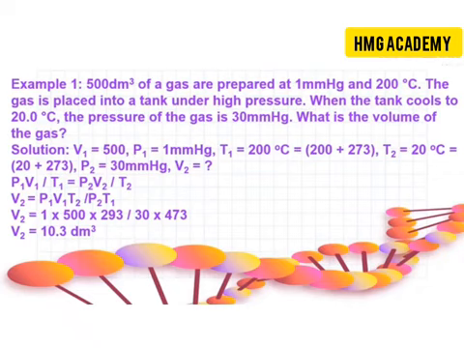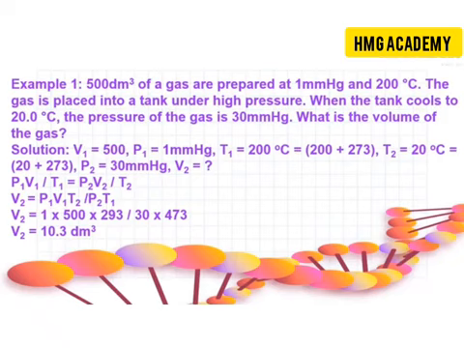V1 is 500 dm cubed. P1 is 1 millimeter mercury. T1 is 200 degrees Celsius, which we're going to convert to Kelvin by adding 273. T2 is 20 degrees Celsius. Of course, we convert to Kelvin by adding 273 again. P2 is 300 millimeter mercury, while V2 is unknown.